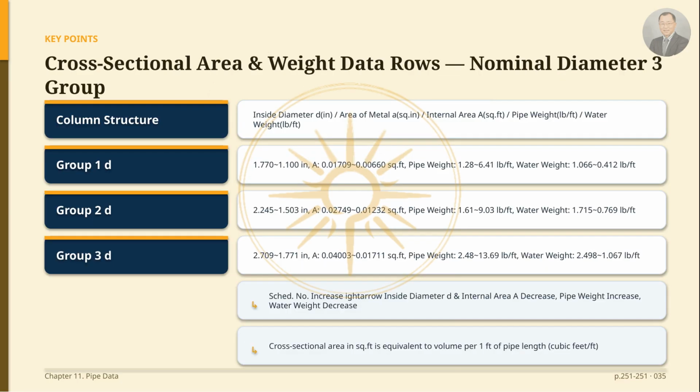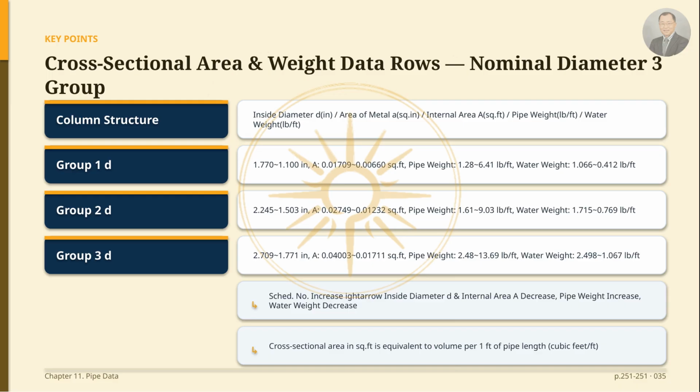This table provides cross-sectional area and weight data for 3 nominal diameters, showing the correlation of physical dimensions according to changes in the schedule number. For example, the inside diameters in the first group range from 1.770 to 1.100 inches, and accordingly, the pipe weight varies from 1.28 to 6.41 pounds per foot. As the schedule number increases, the inside diameter D and internal area tend to decrease while the pipe weight increases. So please check the values in the corresponding row according to your pipe specifications.